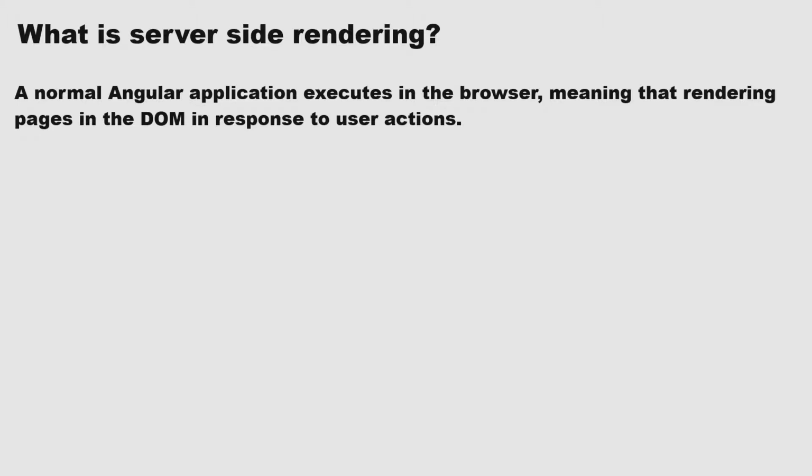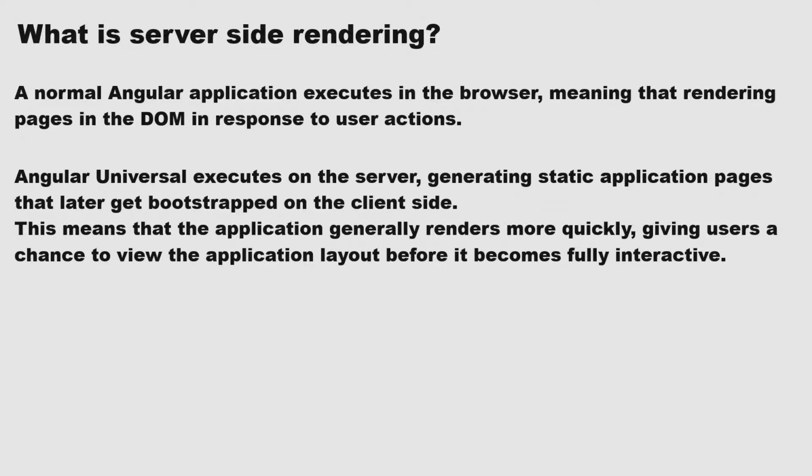As we all know, a normal Angular application executes in the browser, meaning that rendering pages in the DOM in response to user actions. Whereas Angular Universal executes on the server, generating static application pages that later get bootstrapped on the client side. This means that the application generally renders more quickly, giving users a chance to view the application layout before it becomes fully interactive.